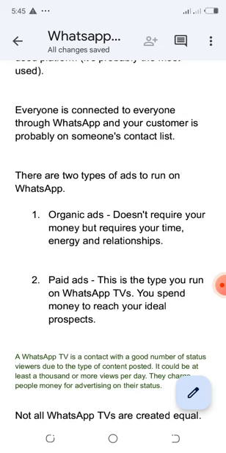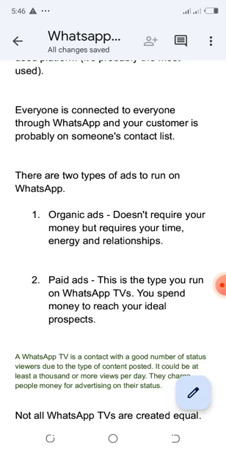Paid ads, on the other hand, are a sure bet, a sure way. This is the type where you run ads on WhatsApp TVs. You spend money to reach out to your ideal prospect. I've seen many WhatsApp TVs that collect 2,000 naira to run ads for a day. Some collect 3,500. I know one that collects 5,000 naira to run ads for you for 8 hours.